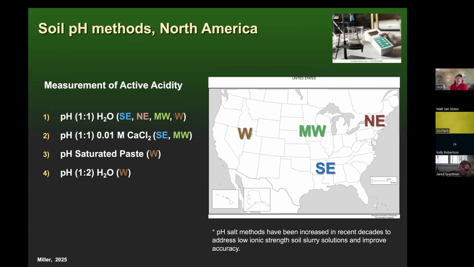If we look at the saturated paste method, which many of you are probably not familiar with, but basically you saturate the soil with water and then immerse the electrode into the paste, that's dominantly in the western part of the United States, only because they can use that same method for measuring the soluble salts in the soils. And then finally, we have 1 to 2 water. And believe me, there's 1 to 5 water, etc. But those are the 4 primary methods.